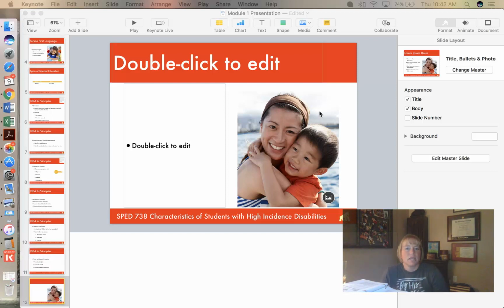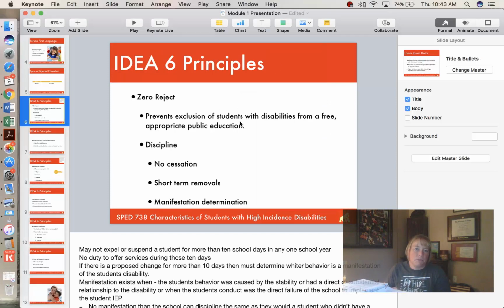So that kind of covers the IDEA 6 principles. I think it's important for us to really keep those in mind as we're working with students with disabilities, as we're developing IEPs, interacting with families. Those are the things that are going to guide you in making good decisions about how you're serving students with disabilities. And so it's really important for us to have a good understanding of those principles.